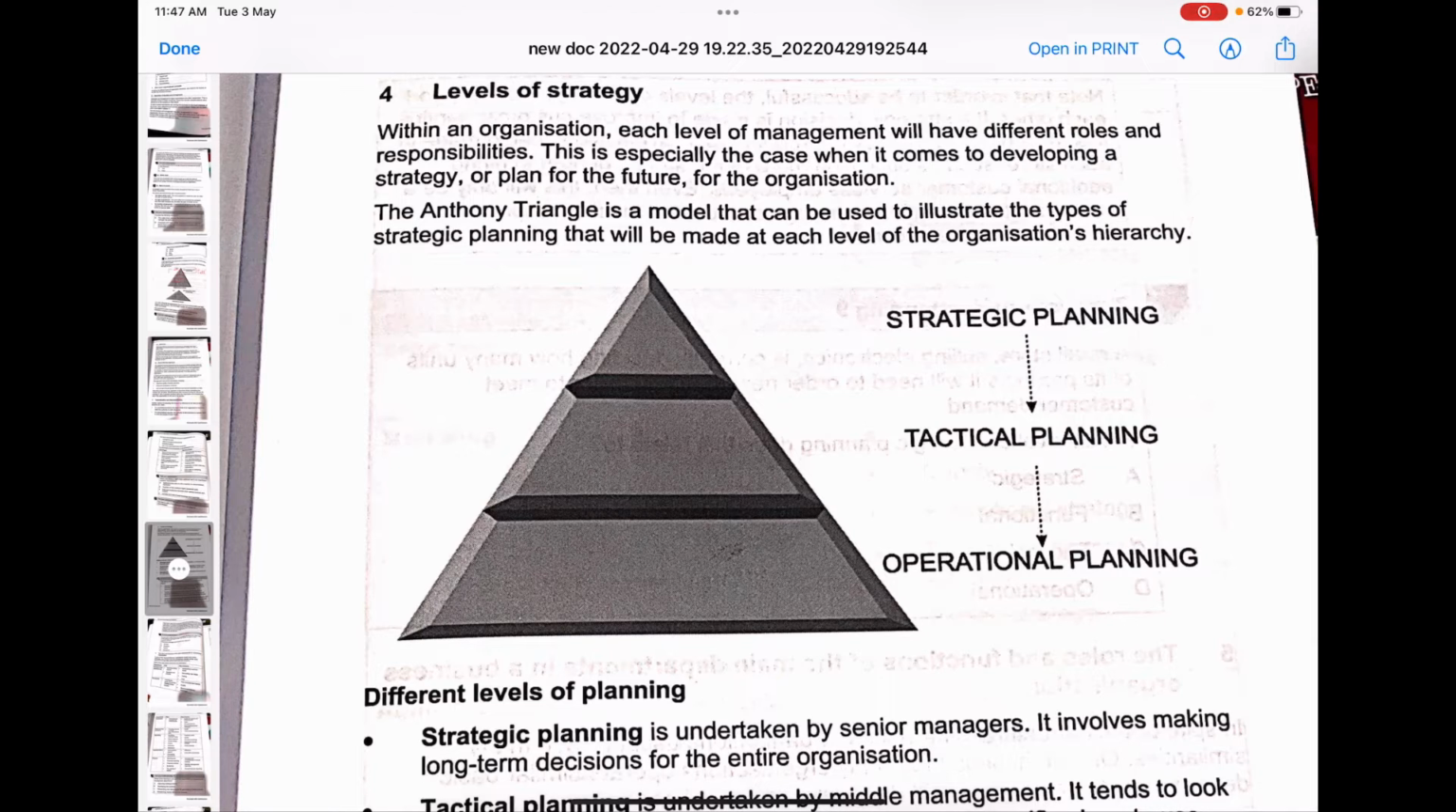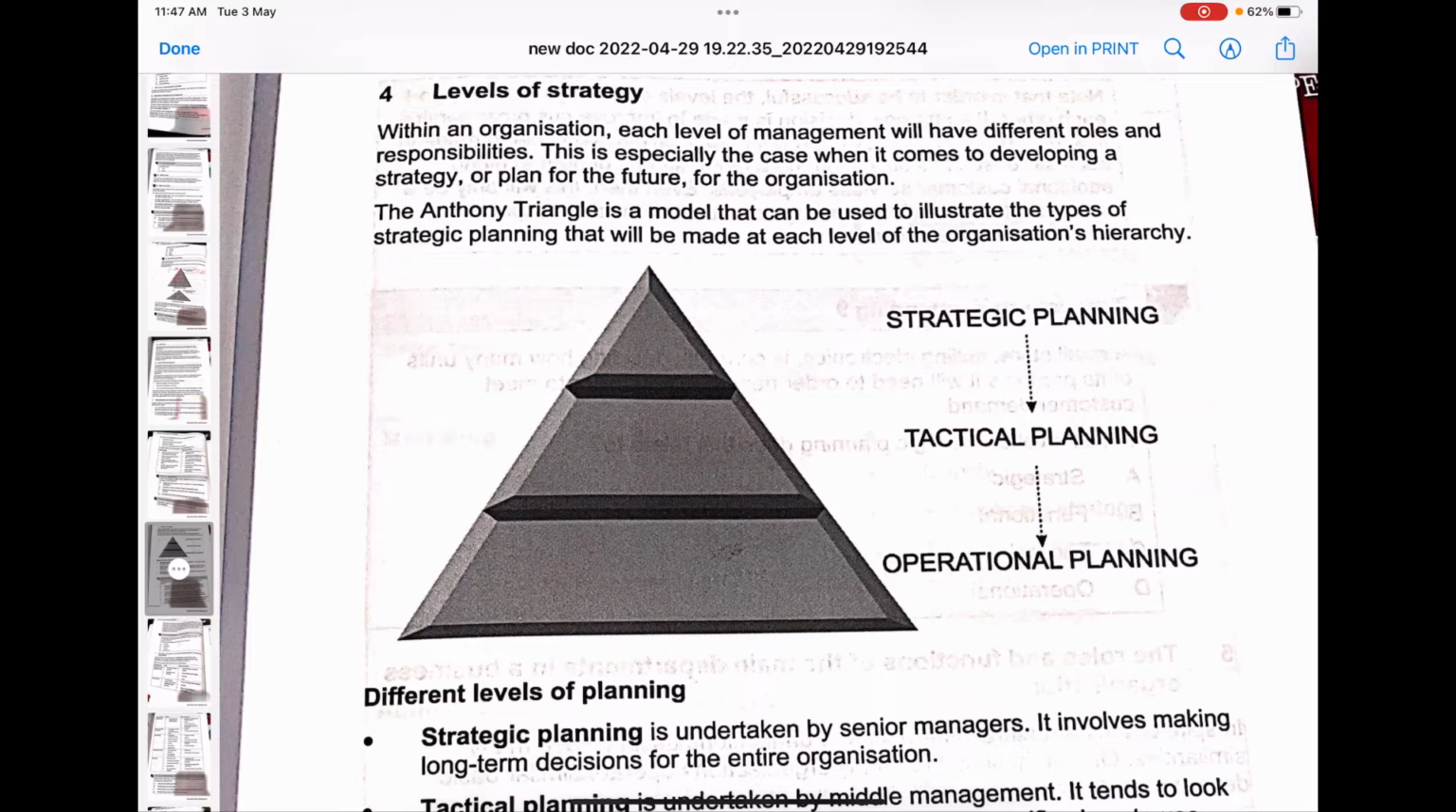What is strategic planning? It is undertaken by the senior managers. It involves making long-term decisions for the entire organization. Tactical planning is undertaken by middle management. It tends to look at plans for specific divisions or departments and specifies how to use resources. Operational planning is undertaken by junior managers and supervisors. It is short-term, detailed, and practical.